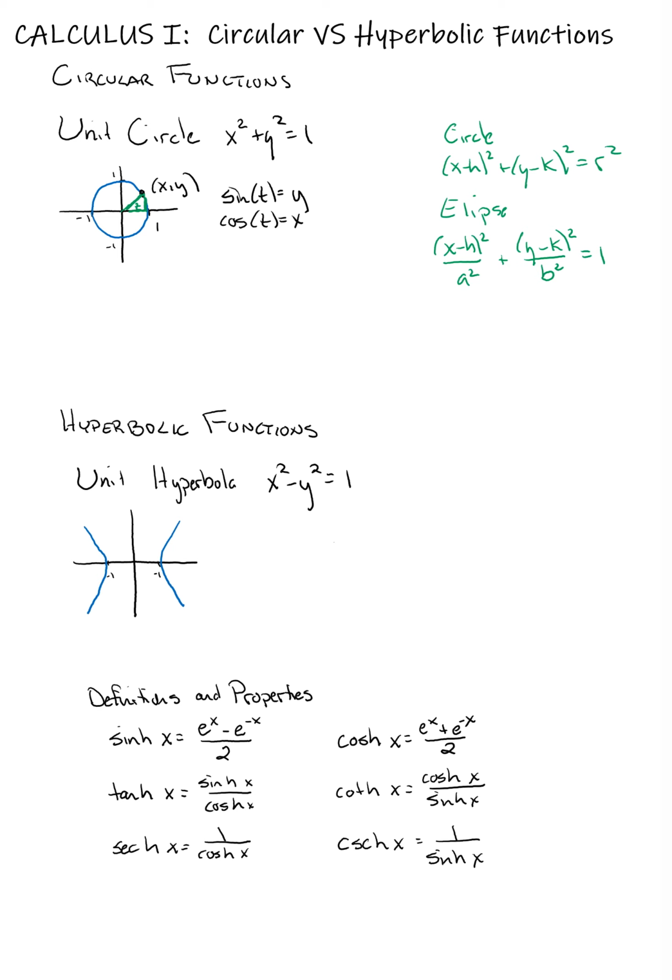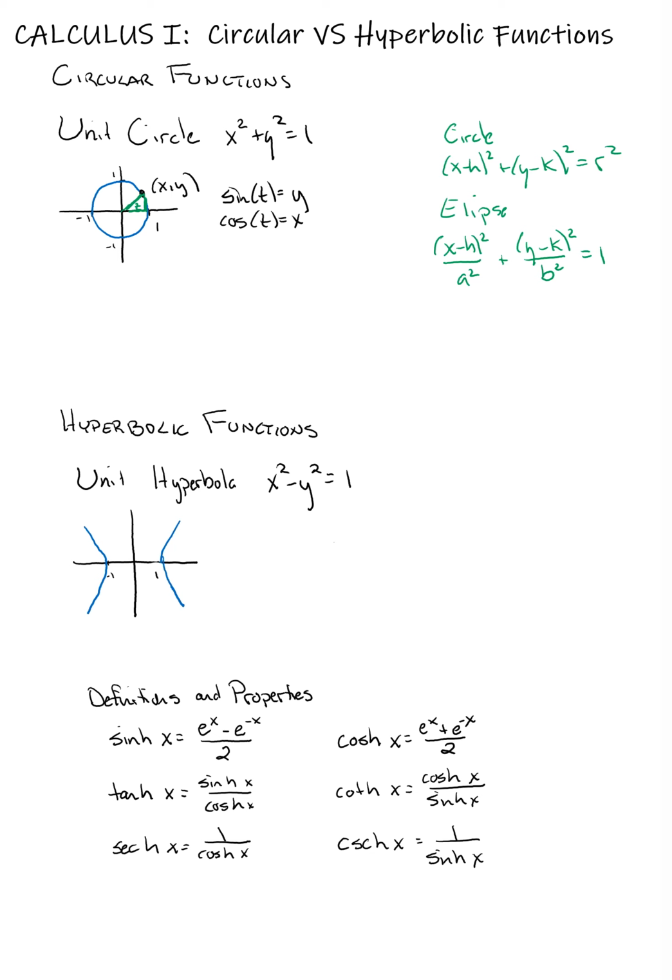And the vertices are there at positive 1 and negative 1. Oh, there's a negative 1 on that one. Shouldn't be negative. Let's fix that. There we go. So the vertices on the hyperbola are positive 1 and negative 1.